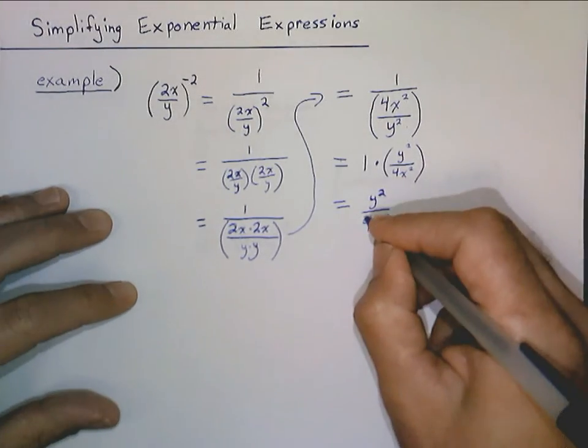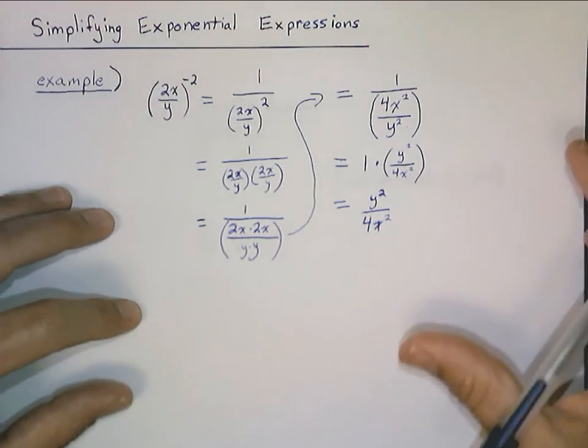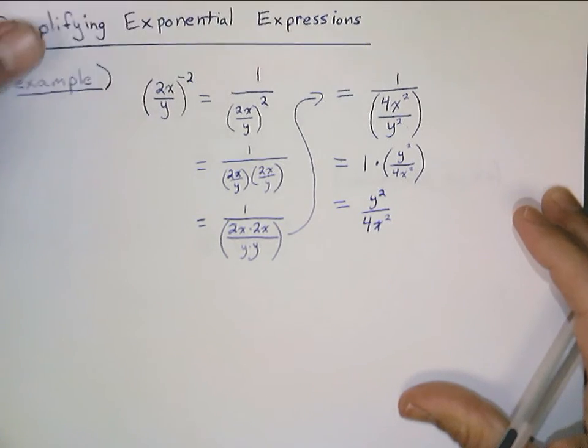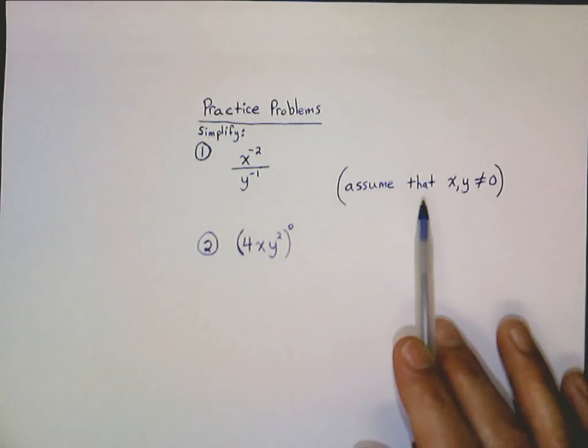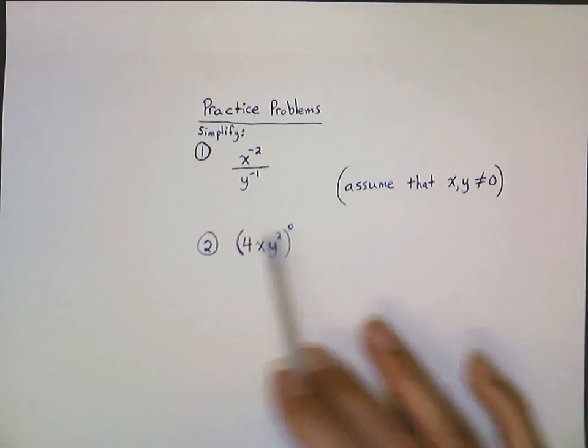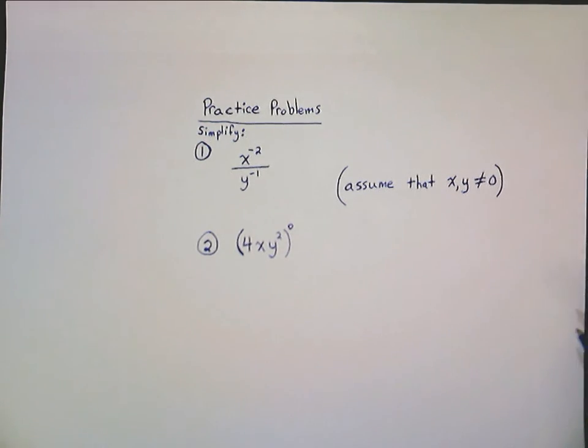And so, I'm going to leave you with a couple of practice problems. So simplify these two expressions. Now, of course, you're going to assume that your variables involved in here are not 0, so that we can actually apply the definitions of 0 exponents and negative exponents. So do those now and have them ready for class.